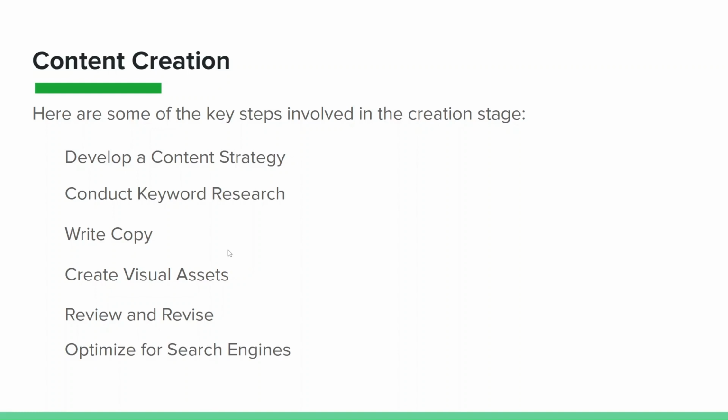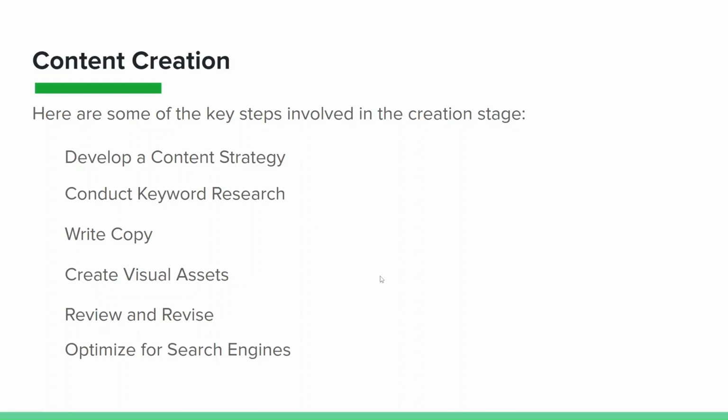And lastly, then you want to optimize for search engines. So if SEO is a goal for the site, and it usually is, the content should be optimized for search engines. This can involve including relevant keywords in the content, creating meta descriptions and title tags, and ensuring that the site structure and organization are optimized for search engines as well.